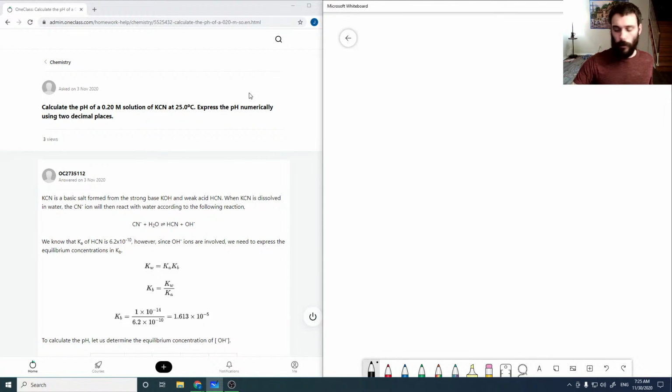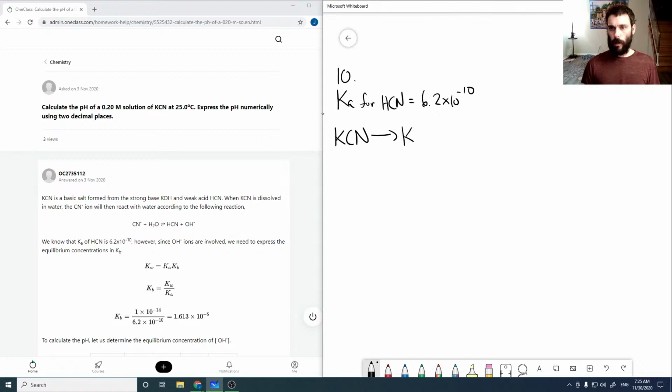Okay, calculate the pH of a 0.2 molar solution of KCN. Okay, and for this question as well, or to expand on it, we're also going to use the Ka for HCN is equal to 6.2 times 10 to the minus 10. Okay, so KCN is a salt, and so we're going to assume that it 100% dissociates into K plus CN minus.